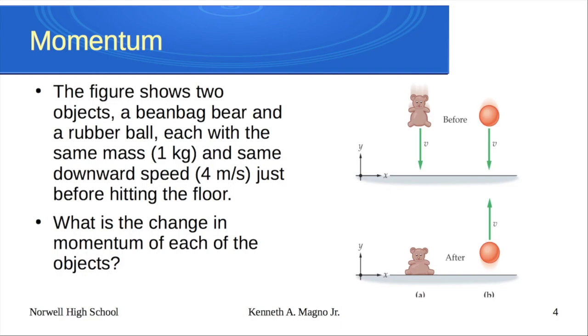So we've got two objects here. We have a beanbag bear and a rubber ball, each with the same mass, 1 kilogram. They're going to fall downward with the same speed, we'll say 4 meters per second, before they hit the floor. When they hit the floor, the bear stops and the ball goes back upward. So the question is, what's the momentum change for each?